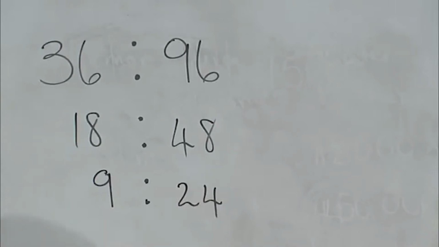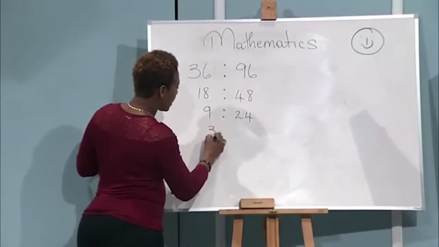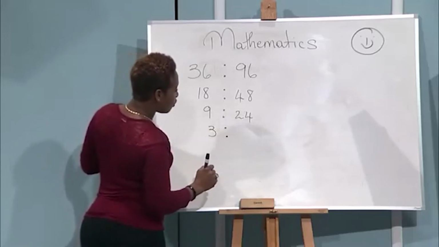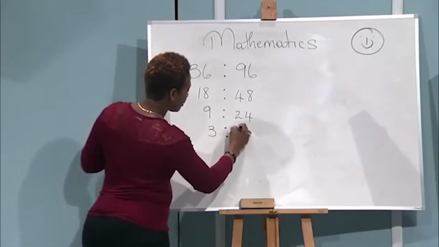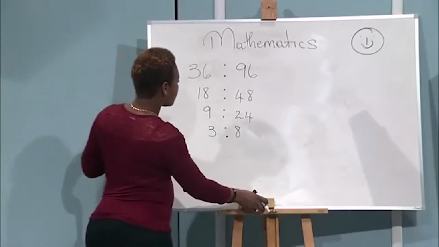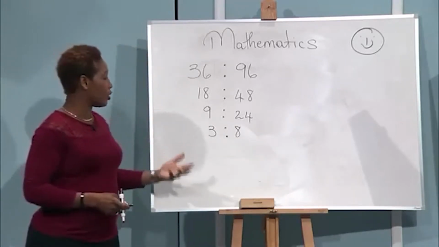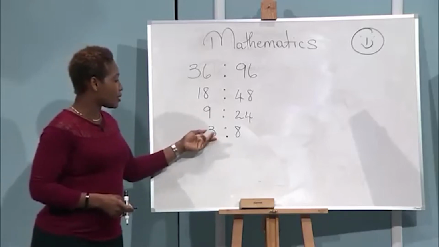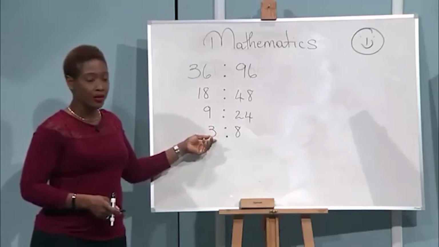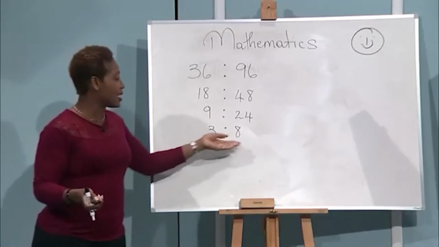So let's try 3. 3 into 9 goes 3 times. And 3 into 24 goes 8 times. So you could definitely work it down, and you'd realize that 3 is a prime, so there are no more factors that can go into 3. And if you can't factorize anything else out of 3, you have to just stop. This is the simplest form.